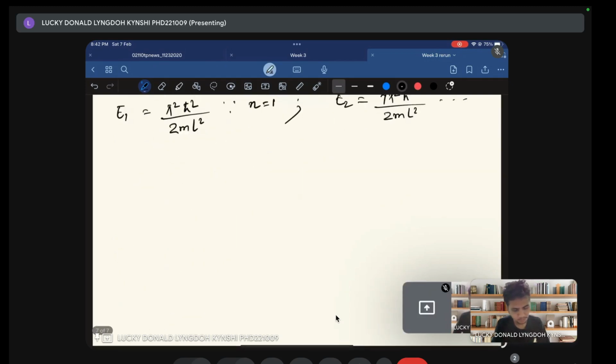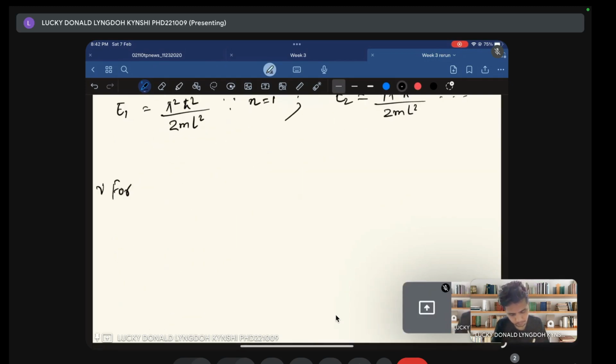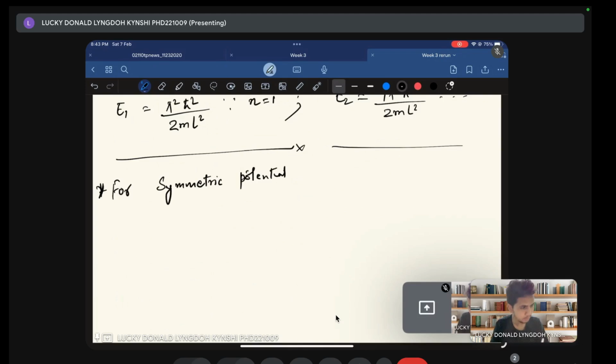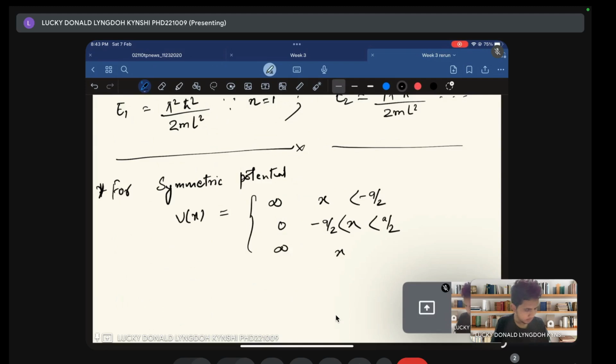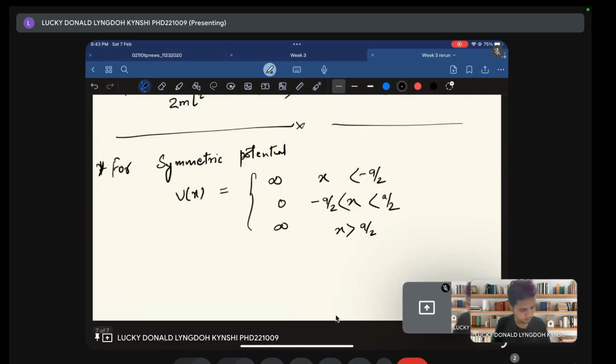Okay, so for a symmetric potential, that means V of x is the same thing, it's just infinity for x less than minus a by 2, 0 for minus a by 2 to a by 2, and infinity for x greater than a by 2. What do I mean by this?